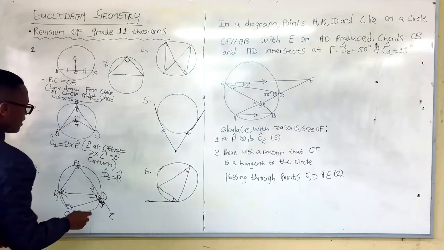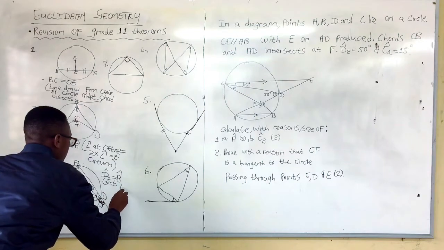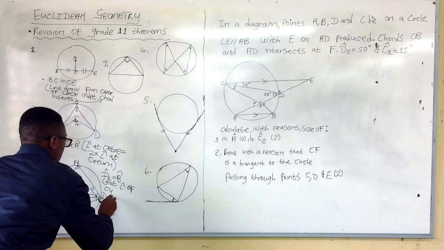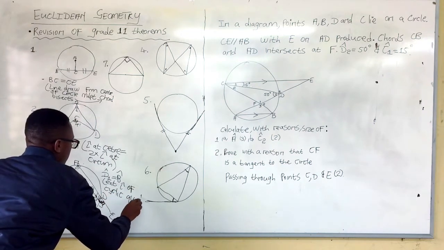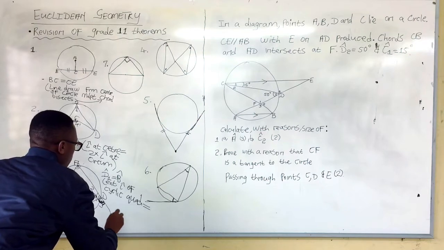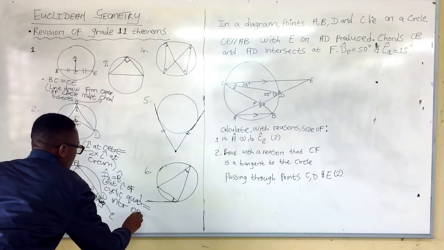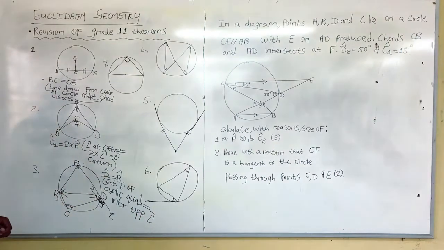Why do we say that? The external angle of a cyclic quad is equal to the interior opposite angle. So that is rule number 1.